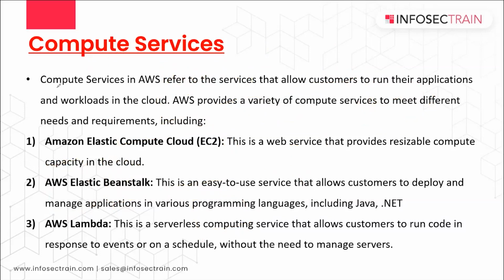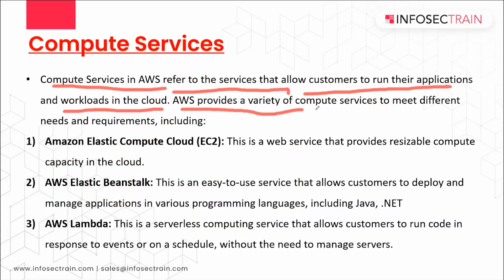So compute services. Compute services in AWS refers to the services that allow customers to run their application and workload in the cloud, right? AWS provides a variety of compute services to meet different needs and requirements, including Amazon EC2, which is also called Amazon Elastic Compute Cloud. It's a very famous service, right?